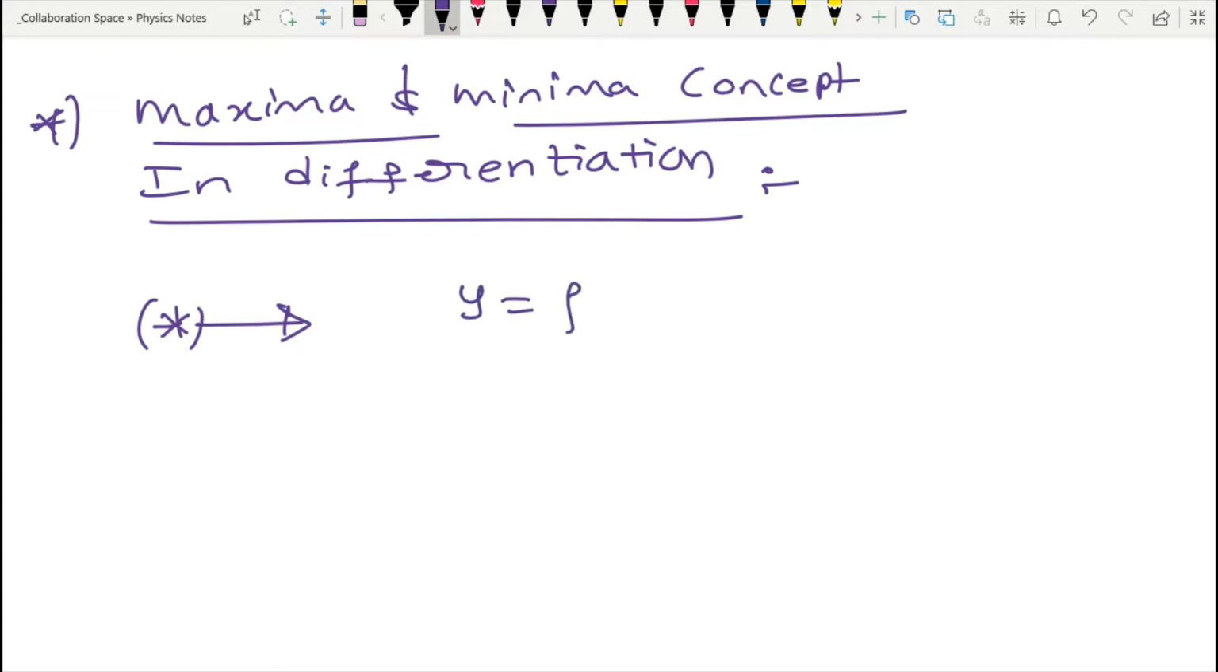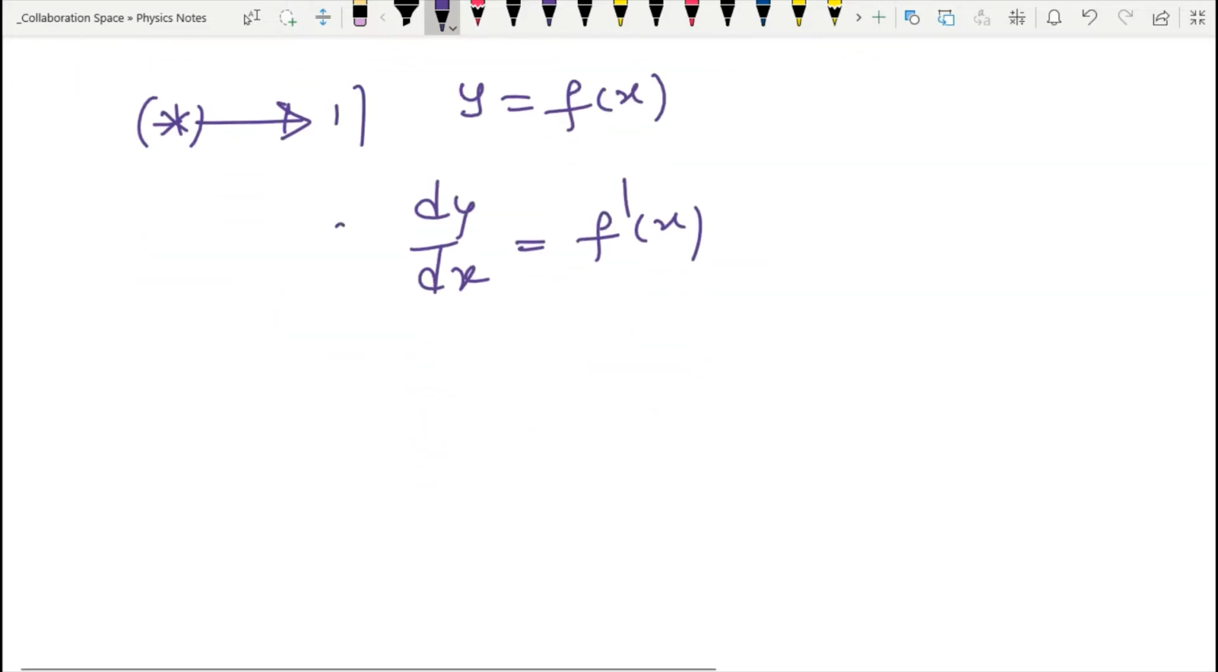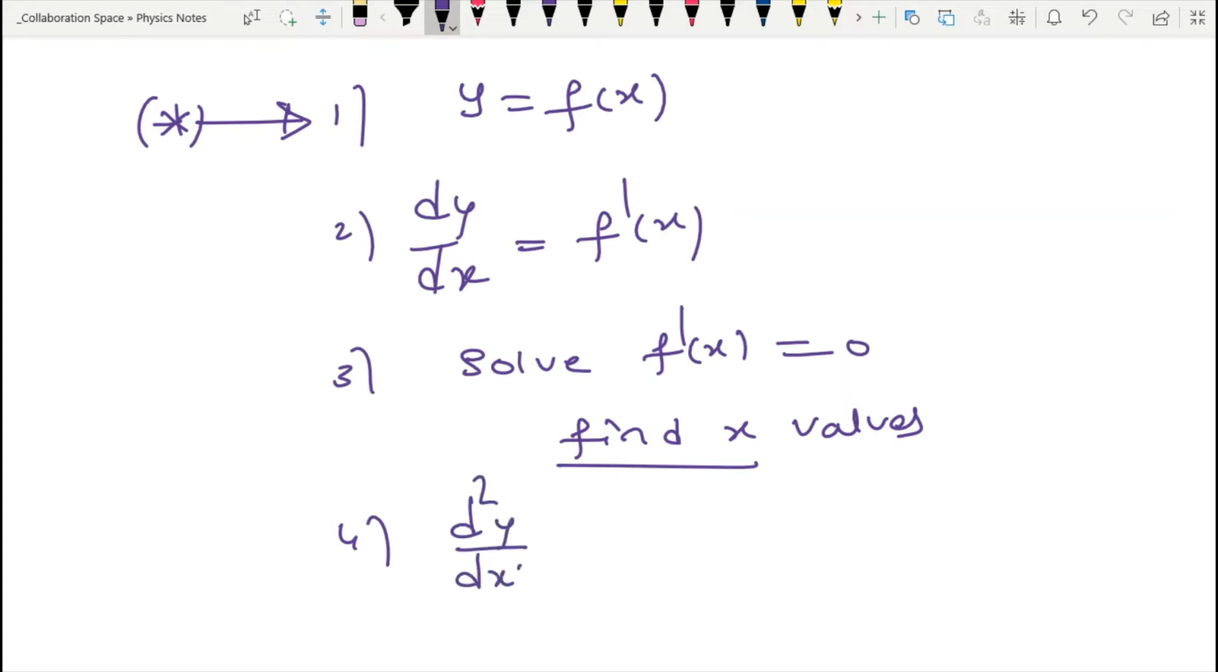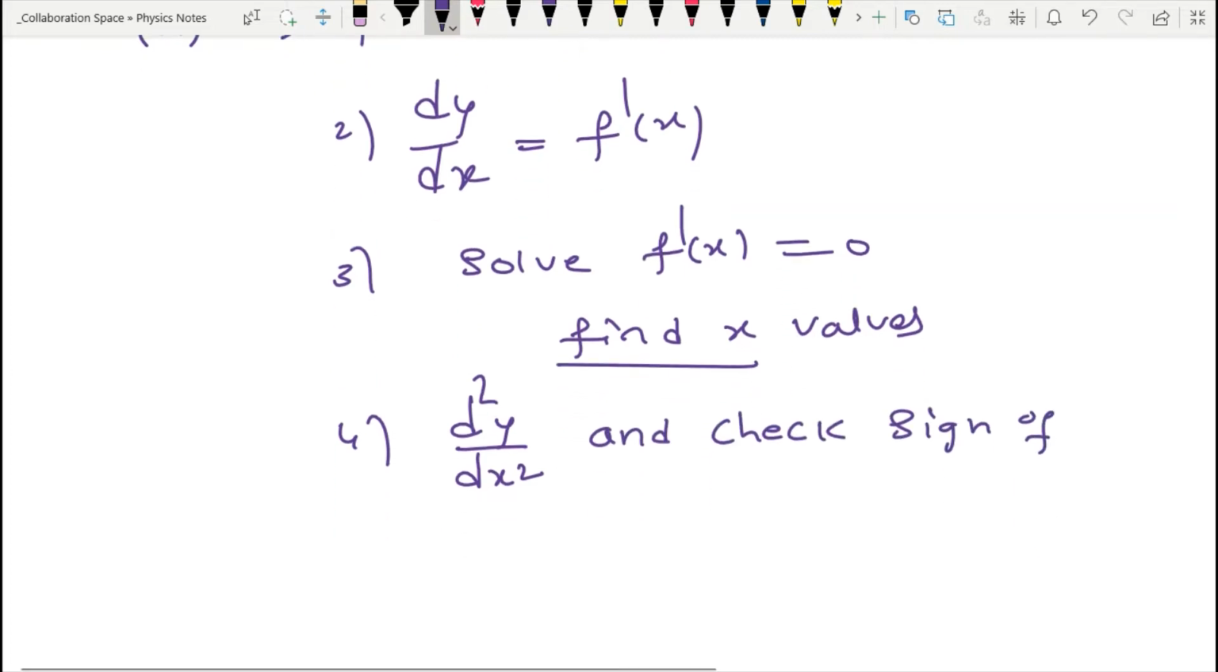You have to take the given function as y is equal to f of x, and apply the first differentiation for this, that is f dash x, and you need to solve this for x. Solve f dash x is equal to 0 and find x values. Now you have to compute the second derivative also for f of x, and check the sign of d square y by dx square for the above x values.